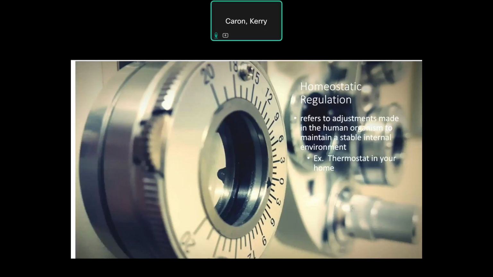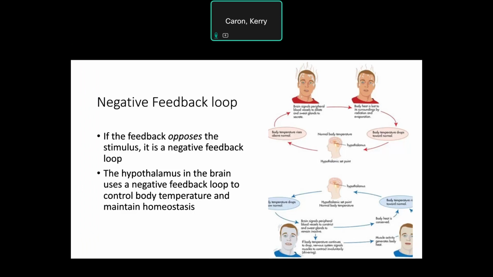That's similar to a thermostat in your house. We're going to talk a lot about feedback loops, and this is your first introduction to that. If it's negative, then it opposes the stimulus, and that is a negative feedback loop. So here's a good example.